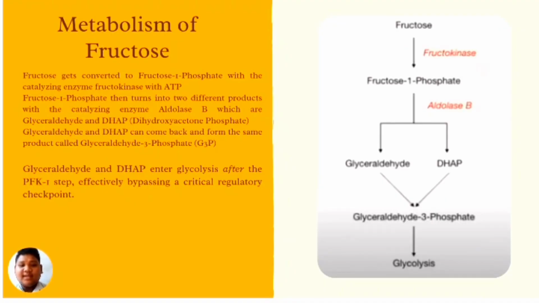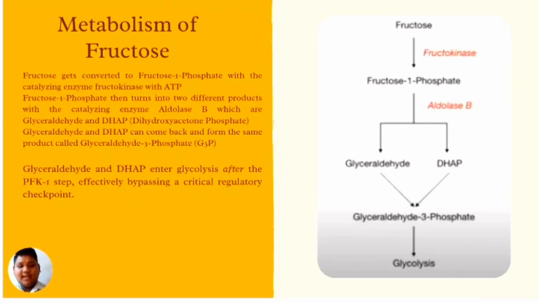Going back to glyceraldehyde and DHAP, these triose phosphates enter glycolysis after the PFK1 step, effectively bypassing this critical regulatory checkpoint. Because fructose metabolism bypasses PFK1, it is not subject to the same feedback inhibition that regulates glucose metabolism. This allows fructose to be metabolized rapidly and unregulated, even when cellular energy levels are high and glycolysis would normally be slowed.